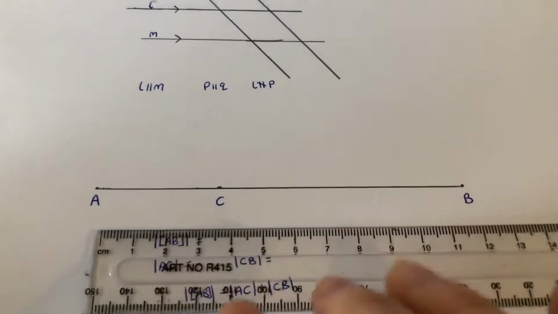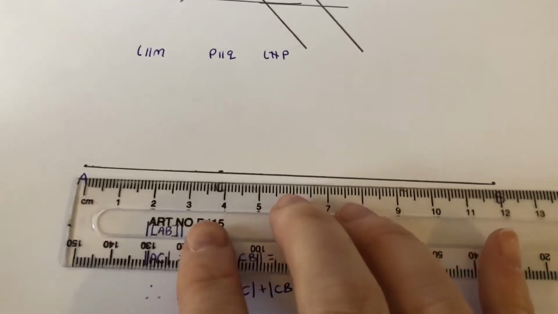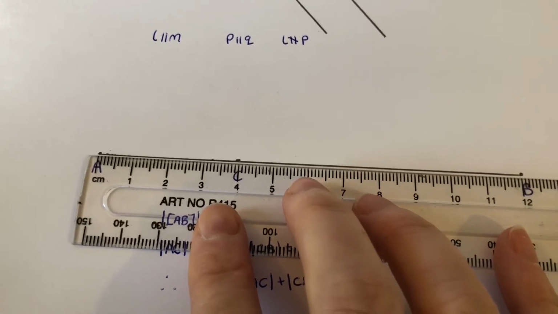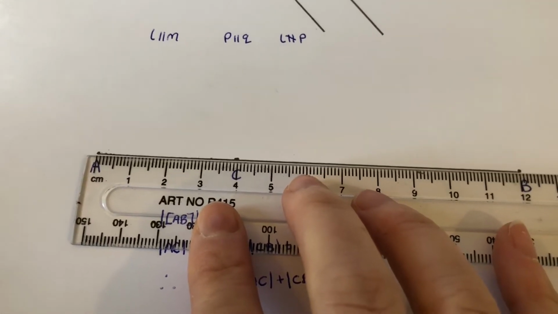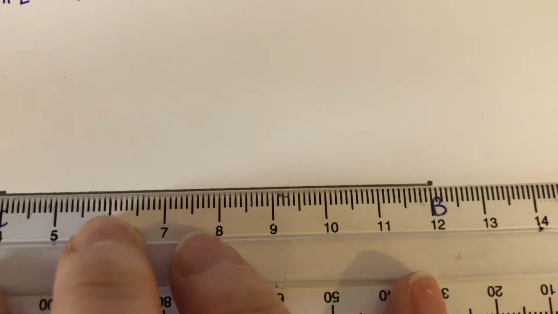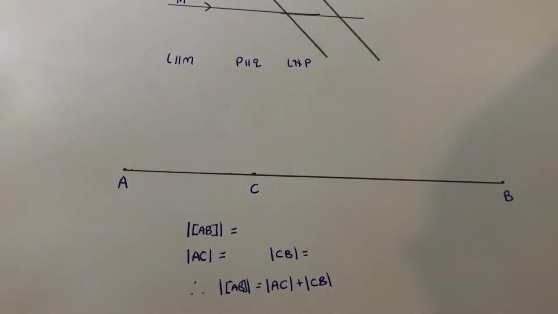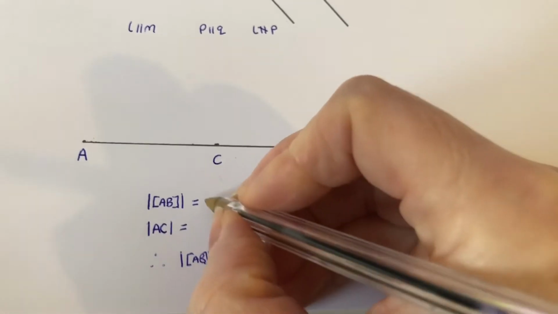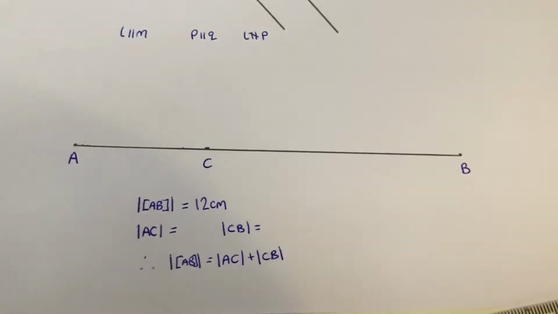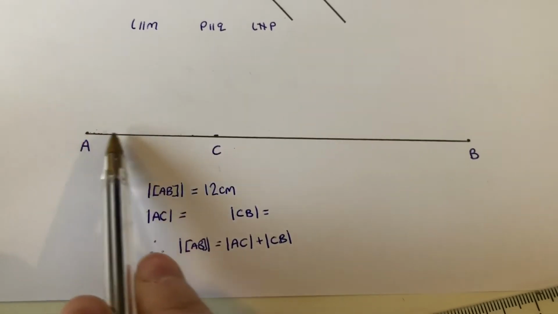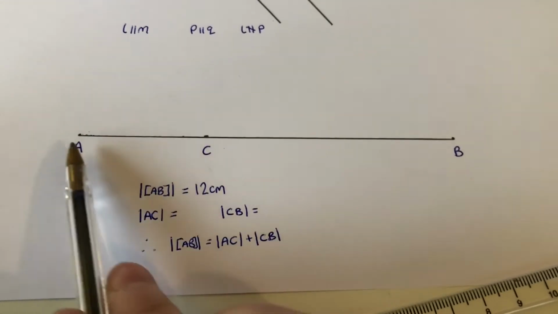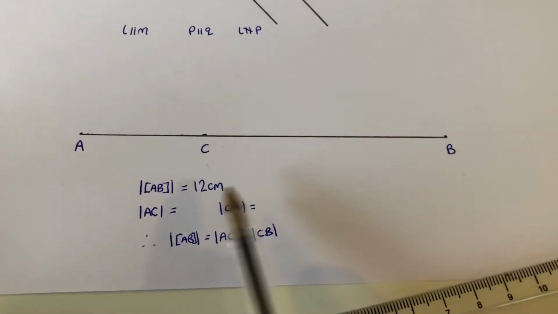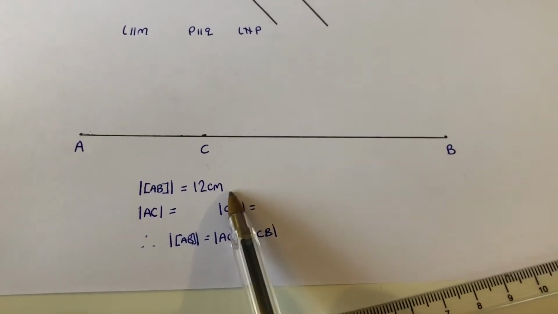Let's check this out for ourselves. I've drawn a line segment, A to B. Okay, let's measure that. If I line up one endpoint exactly with 0, the other endpoint B is at 12 centimetres. So my line segment AB has the measure of 12 centimetres. So axiom 2 is telling us that if we measure A to C, that measurement plus the measurement from C to B will together, the two of them, add to make 12 centimetres.